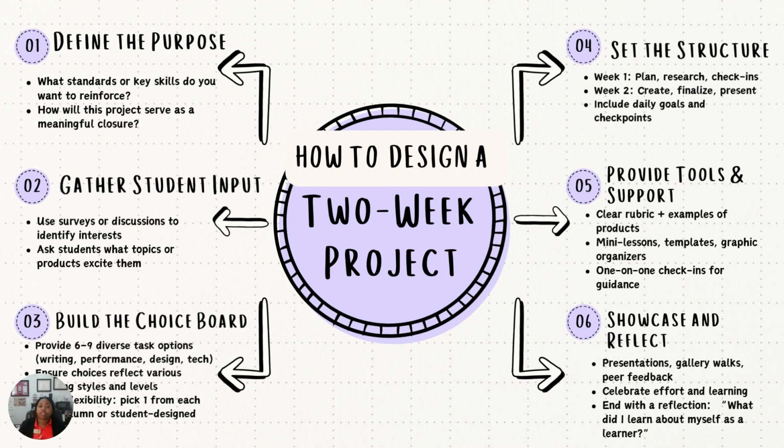The fifth piece of this is to provide tools and support. Make sure you have a clear rubric and examples of the product. If you don't have examples, let them know that they're going to become an example so that you can use this further on within your years to come. Make sure you plan for mini lessons because there might be a chance for you to address misconceptions that you see while you are facilitating the project. Look at templates and graphic organizers that you can use to help support students as they go through the project, and they can have something to go back and reference.